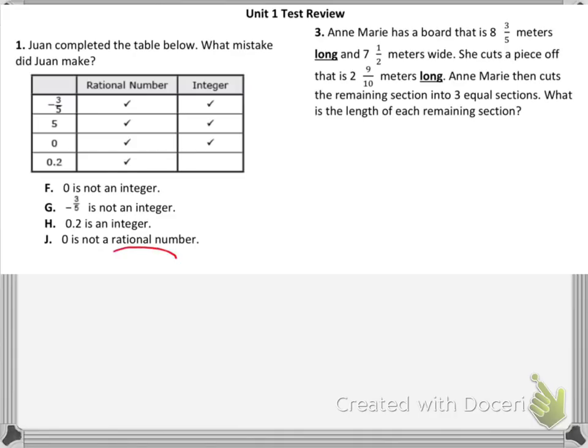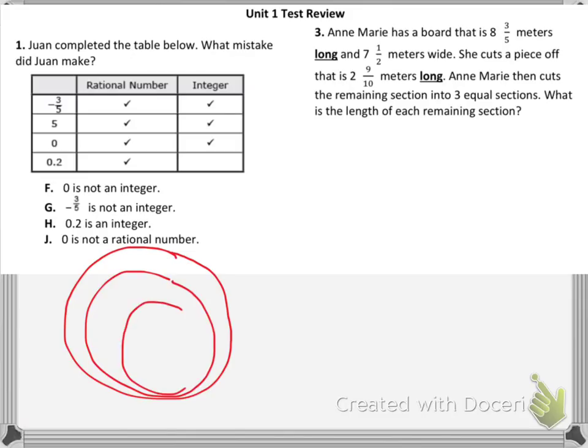Alright, so if we think back to our chart, we have our real numbers. So rational numbers are your fractional parts. Then integers are negative, 0, and positive numbers. So they don't have any fractional parts. So that's the mistake that he made, is that -3/5 can't be an integer. So G is our answer.